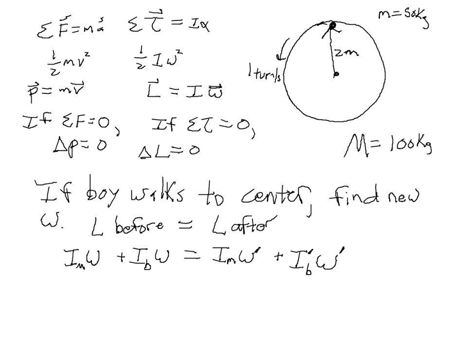So the moment of inertia of the merry-go-round is 1/2 m, the mass of the merry-go-round is 100 kilograms, R, the radius of the merry-go-round, is 2 meters, squared. So this is the moment of inertia of the merry-go-round. The angular velocity of the merry-go-round before the boy walks to the center is given in the problem as 1 turn per second.